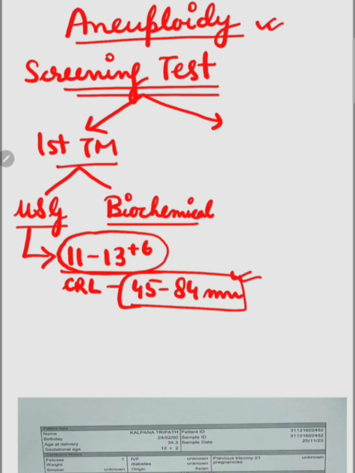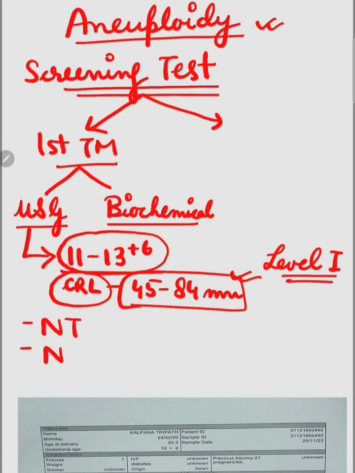Now let us see what all things we look for in an aneuploidy screening. It is also called a level 1 scan in certain labs. So 5 things we look for here. Very important, always remember. First is NT, that is nuchal translucency. Second is your NB, that is nasal bone. Third is your maxillofacial angle.